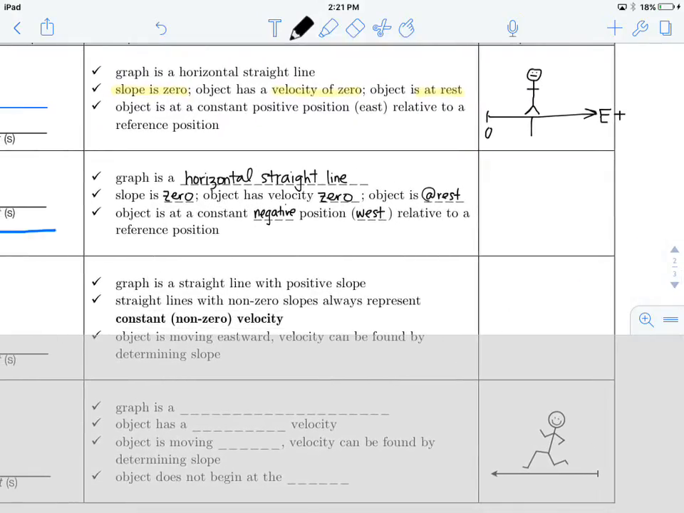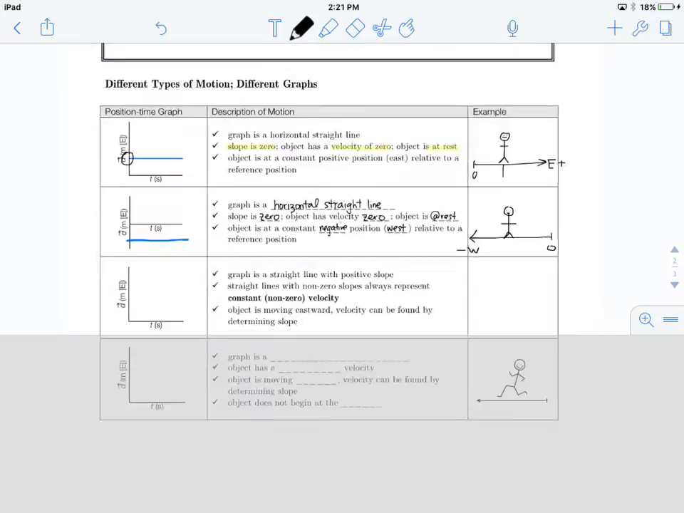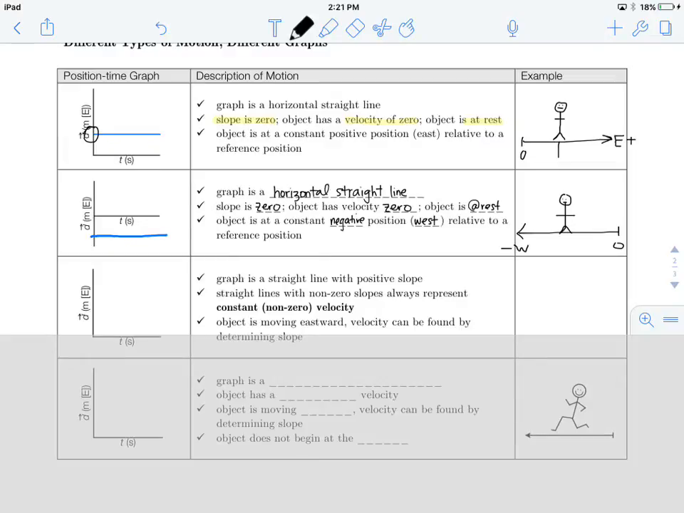So here, what we actually have is this. Here's 0, here's west, which we know is negative, and here's the dude sitting here, but he's to the west. So again, same kind of thing, not moving, but because this is a position time graph, his position right here corresponds to where he is right here. Okay? So now we're going to do something a little bit different.